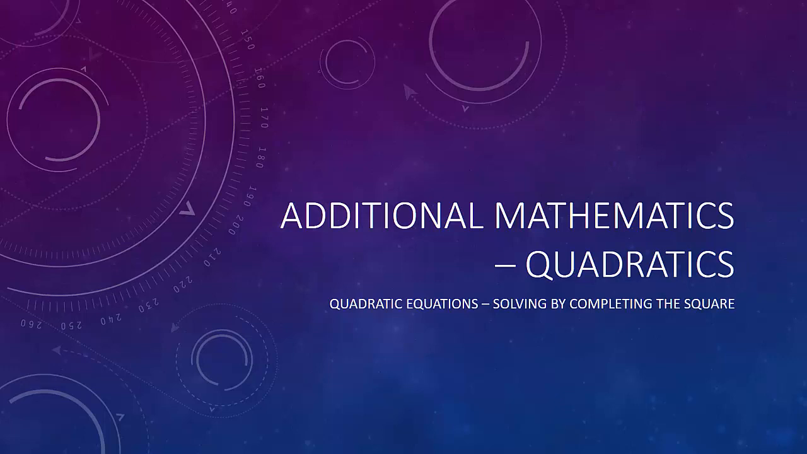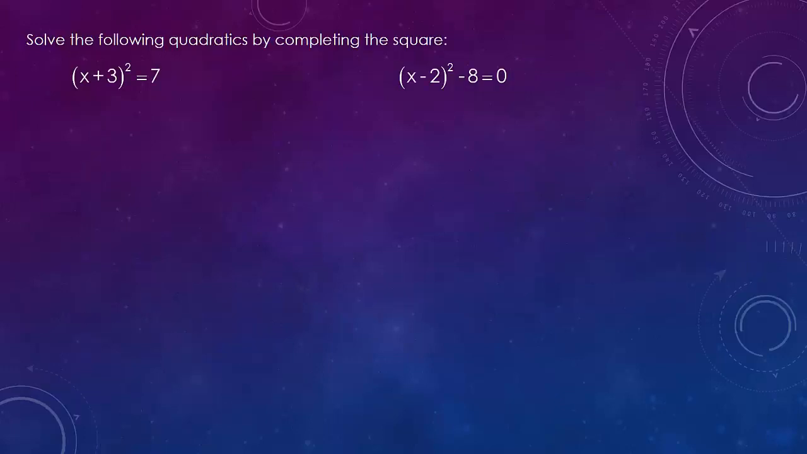Solving quadratic equations by completing the square. So, first one we have is actually quite straightforward. What we're going to do is square root both sides. So over here we just get x plus 3. And on this side we get positive or negative root 7.